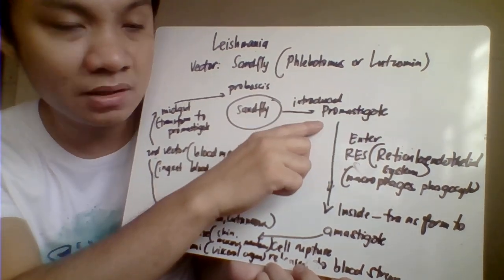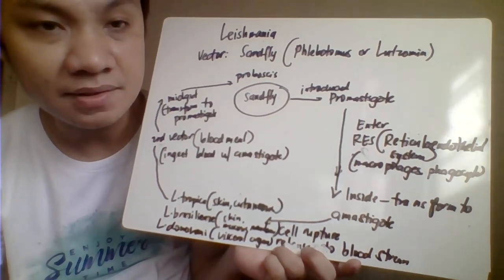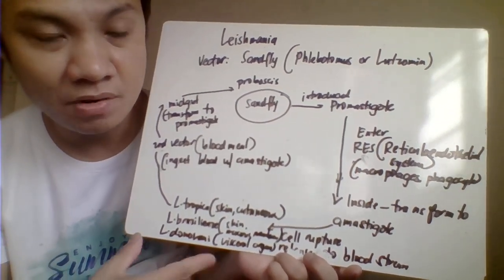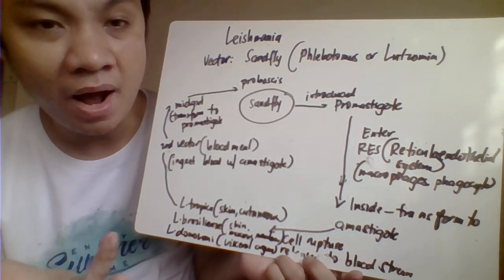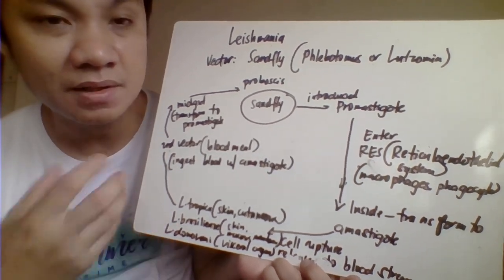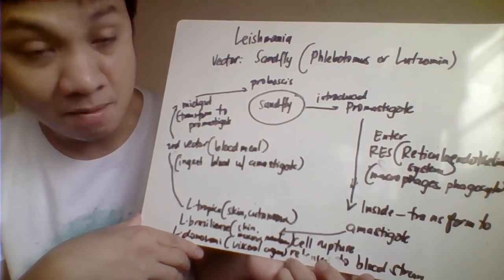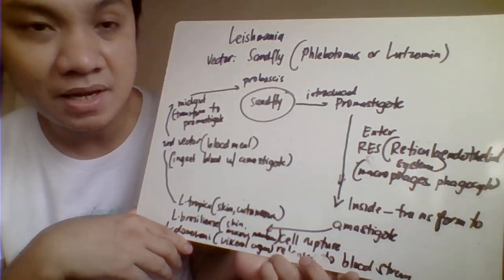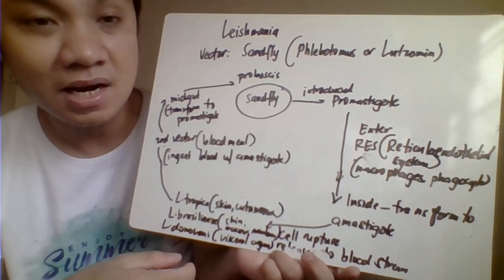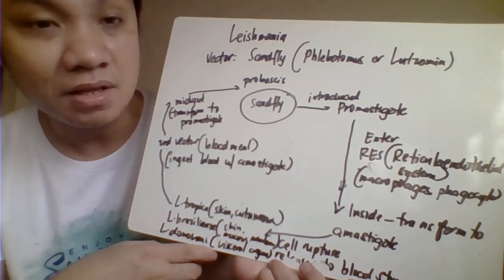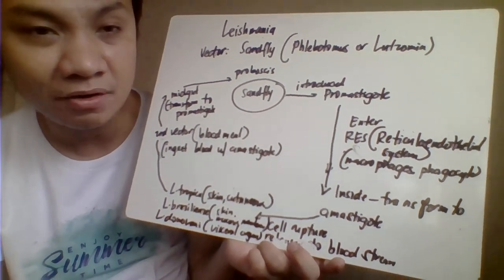Once the promastigote is in your skin, it enters the RES or is taken up by the different phagocytic cells in our body. Within that, they are ingested by your reticuloendothelial system, that includes your macrophages and even your phagocytic cells. Within those cells, it tries to multiply, and the promastigote transforms to become an amastigote.